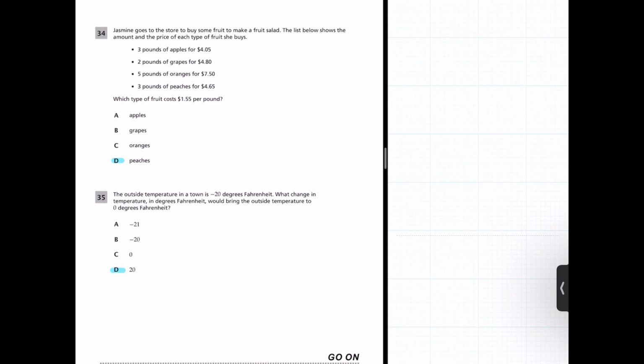Alright, Jasmine goes to the store to buy some fruit to make a fruit salad. The list shows the amount and the price of each type of fruit she buys. Which type of fruit costs $1.55 per pound? So here are answers. You should get D and D for both of these. Starting off with the first one. Which of these is $1.55 per pound? So what I'm going to do is I'm going to do price per pound for each of our 4 fruits.